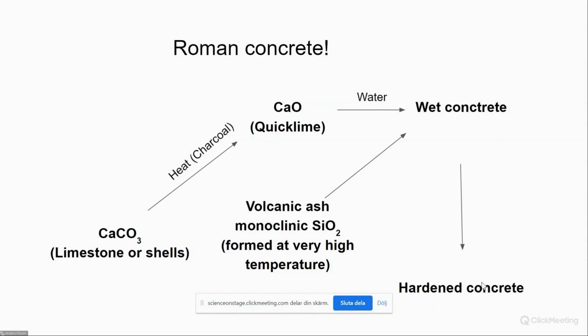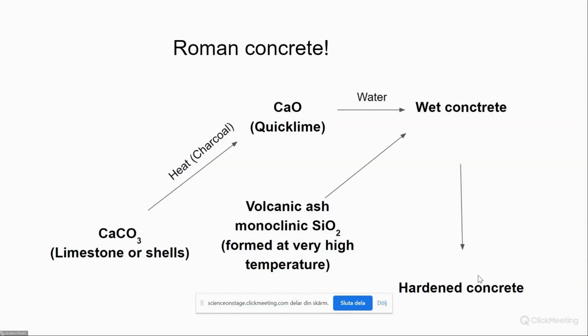So the Romans, they knew how to make concrete. The same thing: you take calcium carbonate, they didn't use shells, they used limestone. You get the quicklime, you add this to volcanic ash, and volcanic ash has the right structure because it's formed at very high temperature. And then you get wet concrete and it will harden as normal concrete. So we don't use volcanic ash, and this was forgotten.